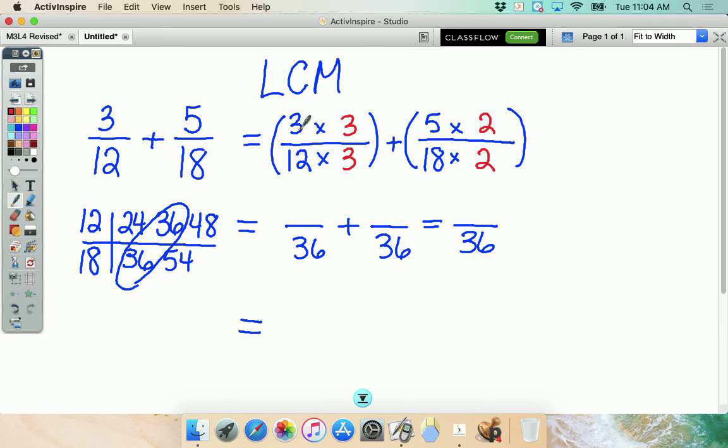So now 3 times 3, what's that? 9. And 5 times 2, and I get 10. 9/10... 1936. And actually, that is my answer, because I cannot simplify it.